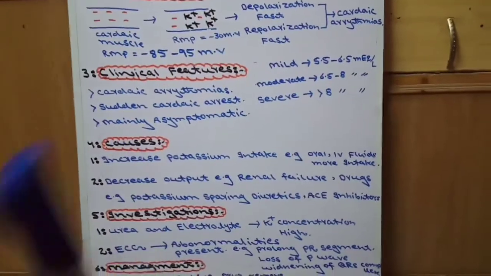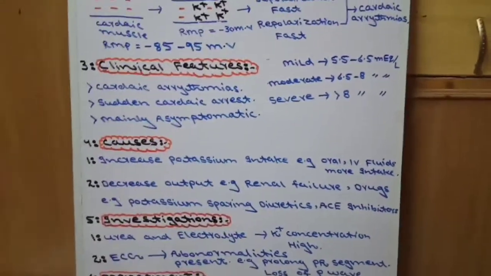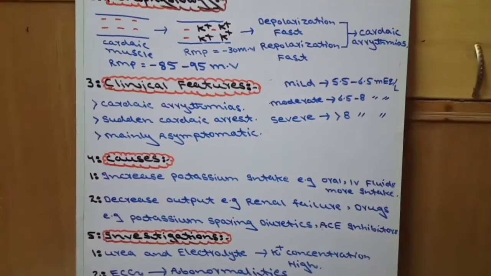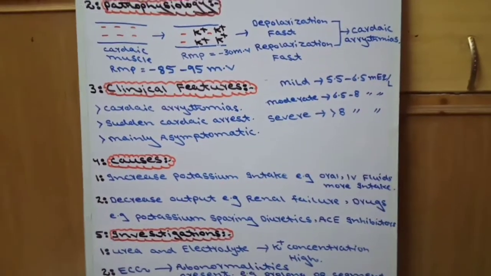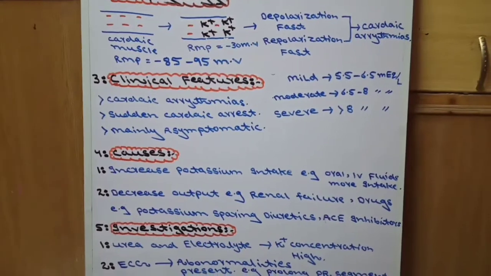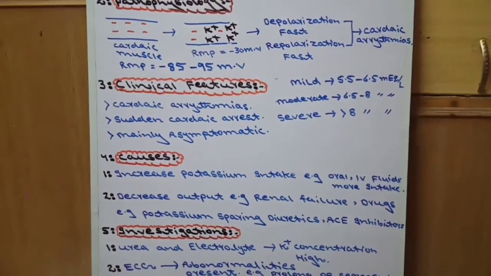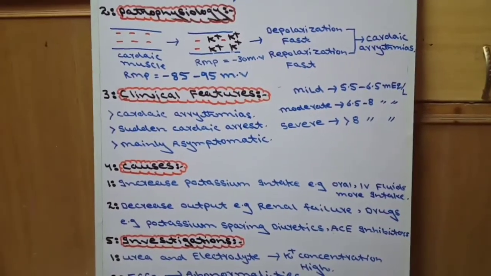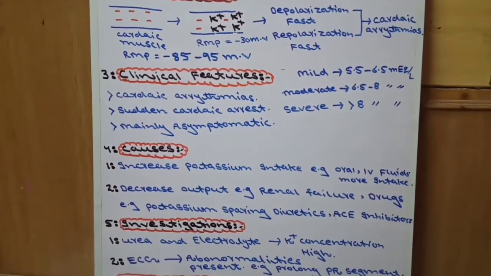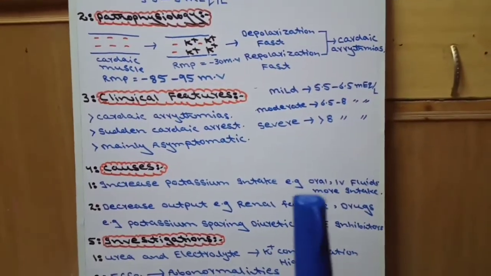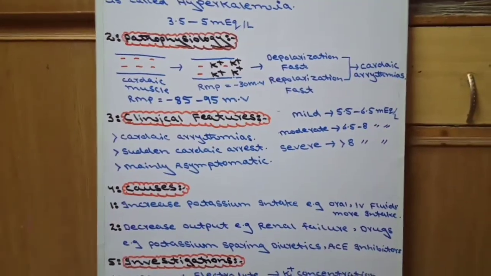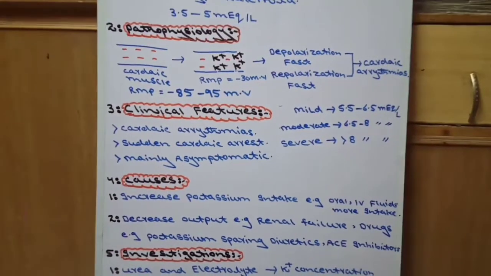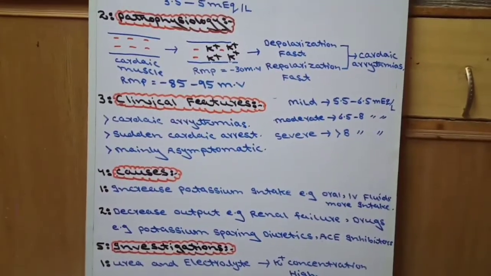Now come to the causes. There are two causes of hyperkalemia. The first cause is increased potassium intake. If we take more potassium, as a result there will be hyperkalemia. For example, more intake of oral or IV fluids. If we increase the intake of IV fluids or oral fluids, there will be hyperkalemia.